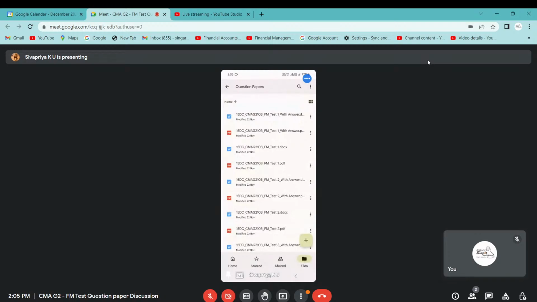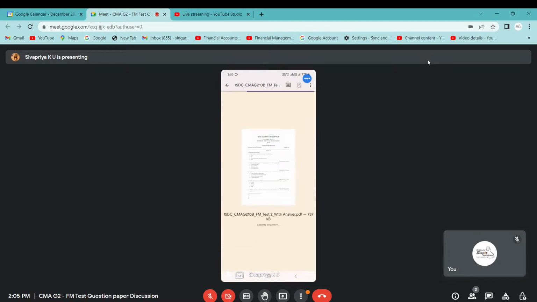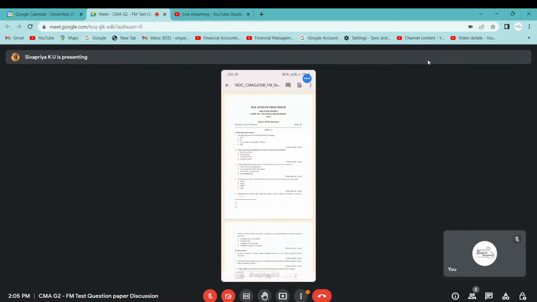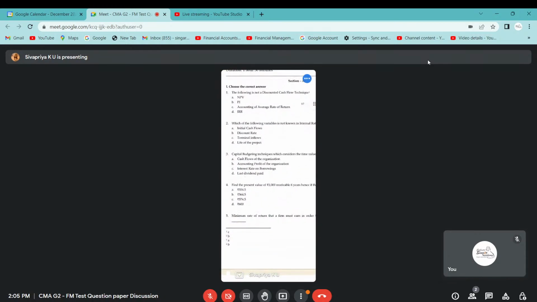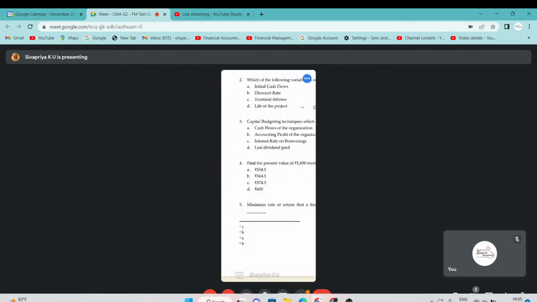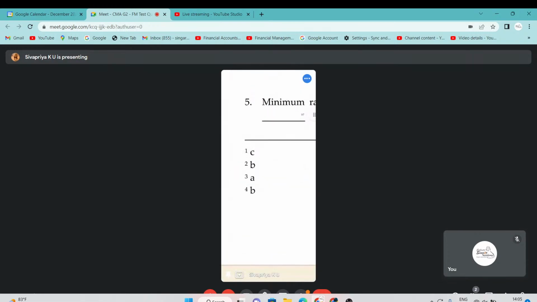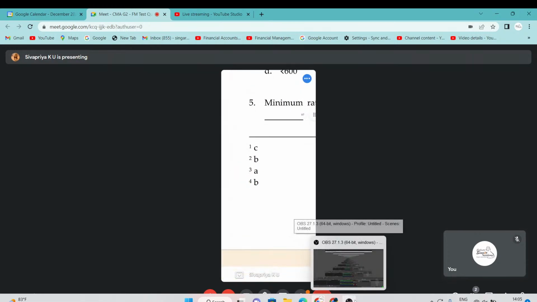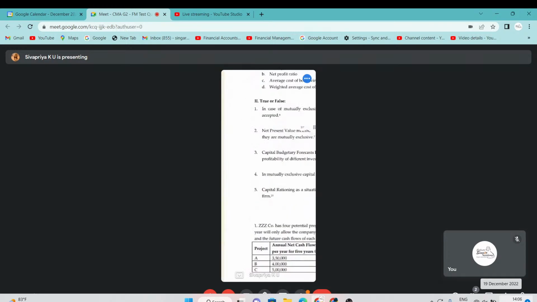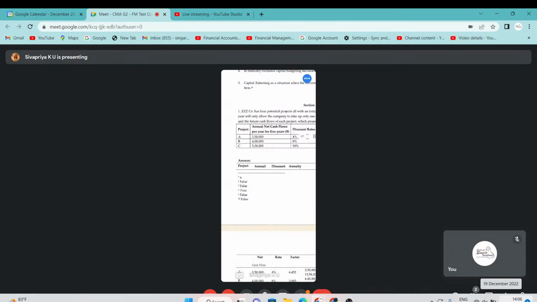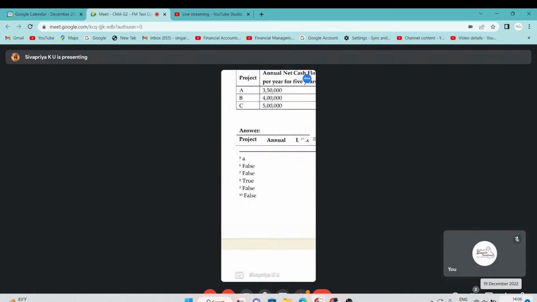Then test number 2. Section A. Choose the correct answer. 1 C, 2 B, 3 A, and 4 B. And the next one is true or false. False, false, true, false, and false.